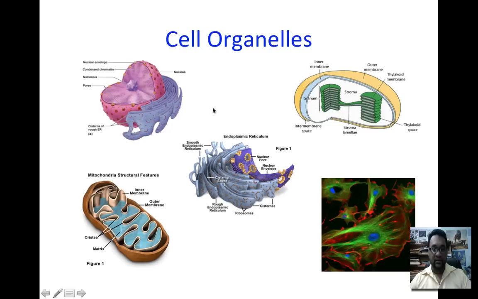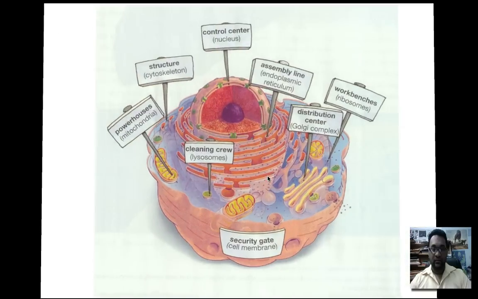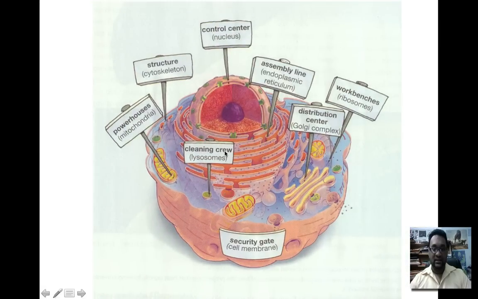So these are some of the cell organelles that we're going to be looking at. So we have the nucleus, the cytoskeleton, the mitochondria, the chloroplast, and so on. So this here is a typical cell, and we could link some names to these different organelles according to their function.